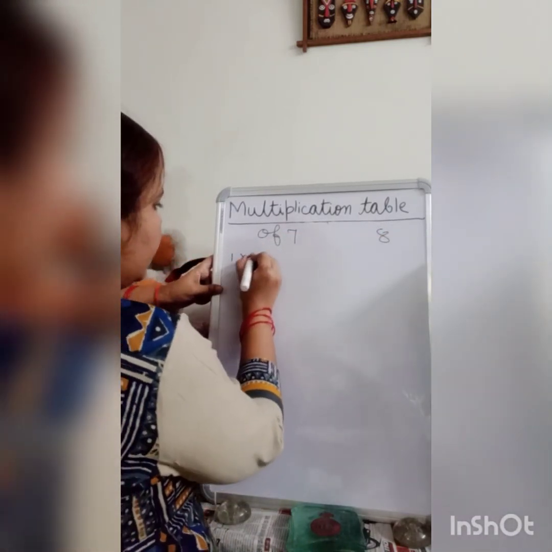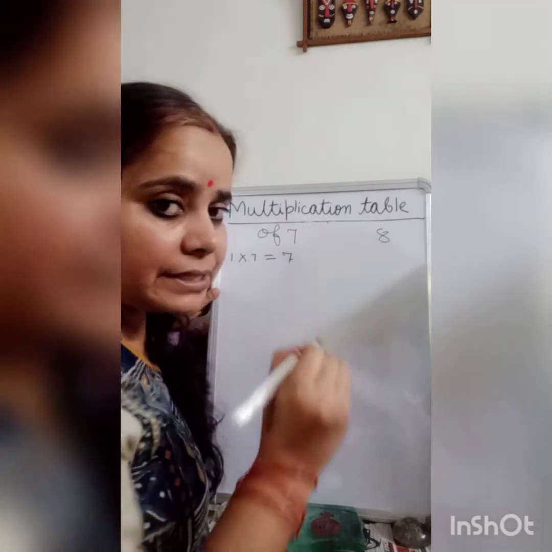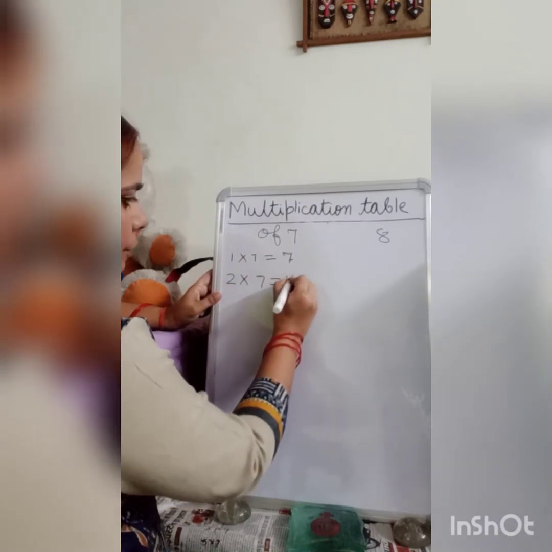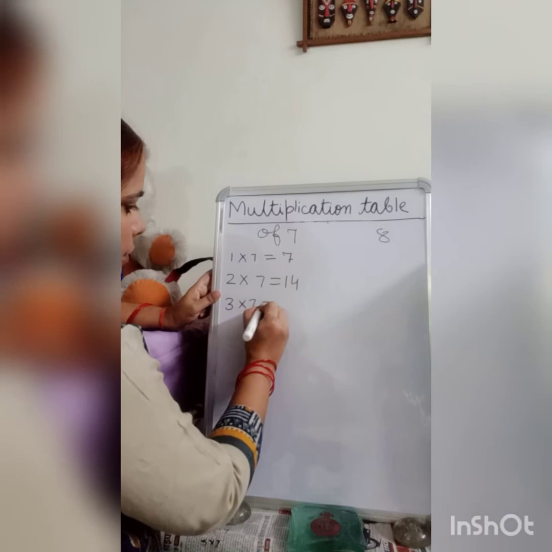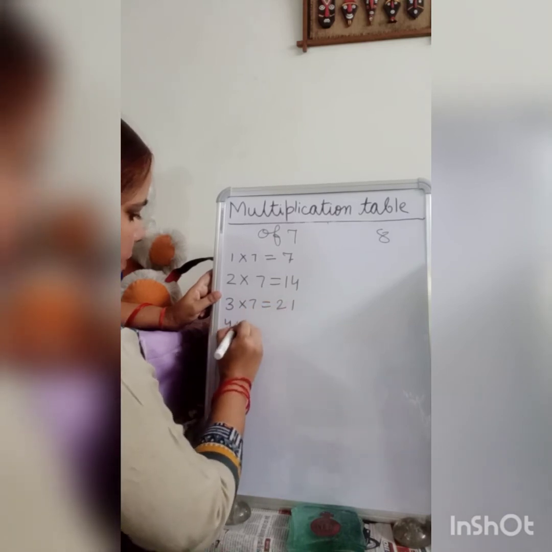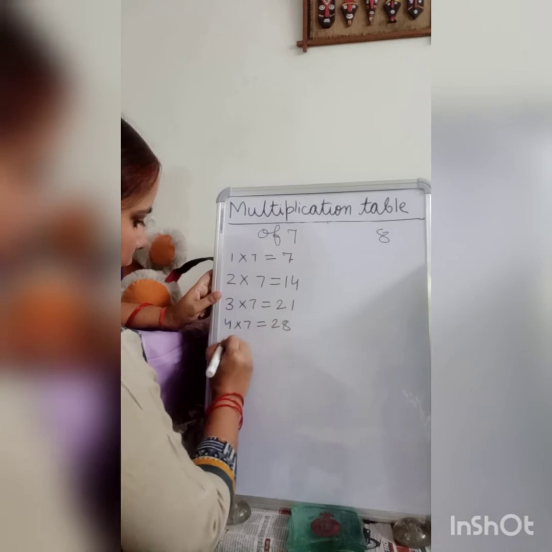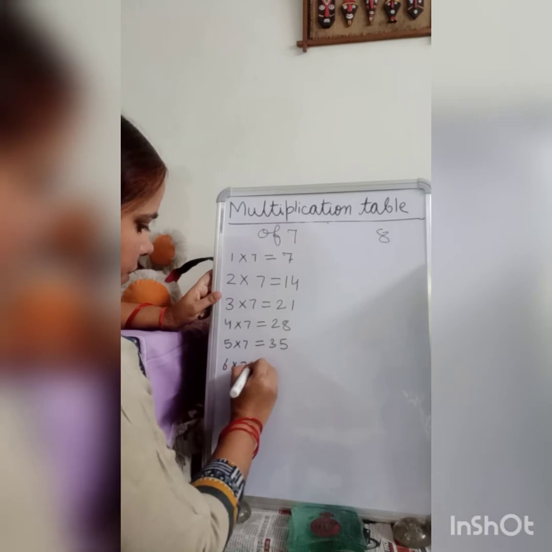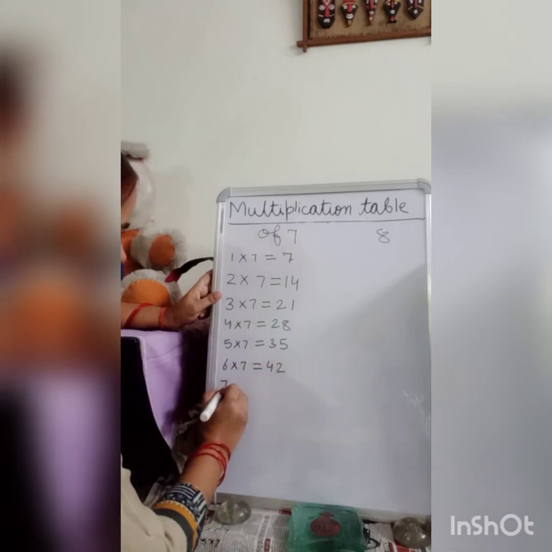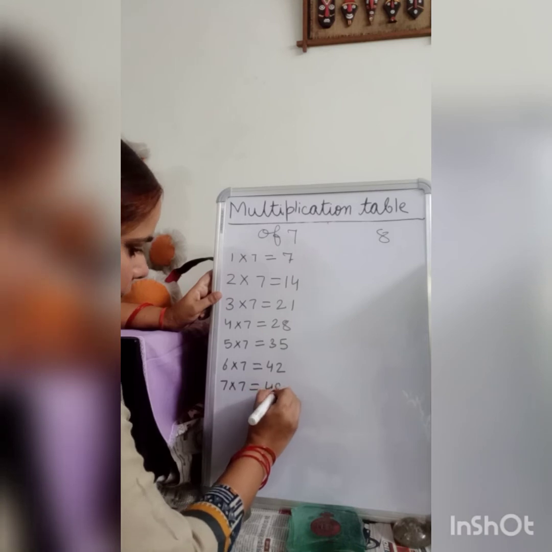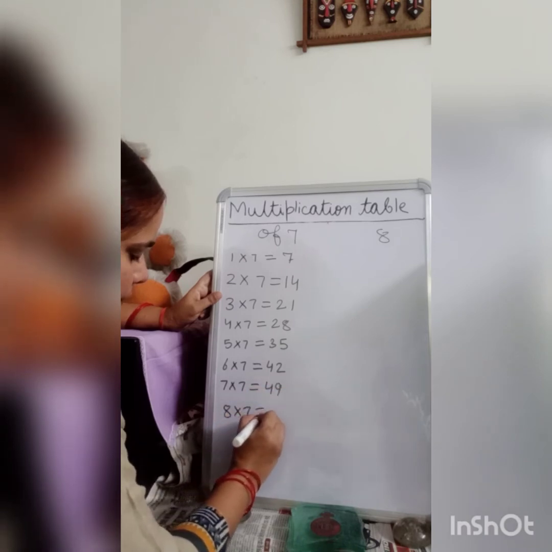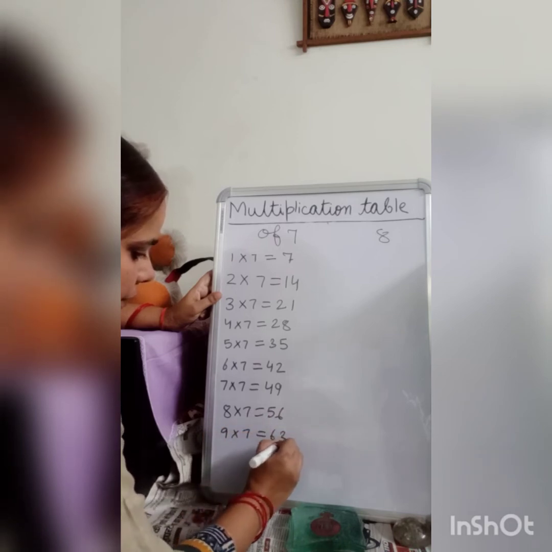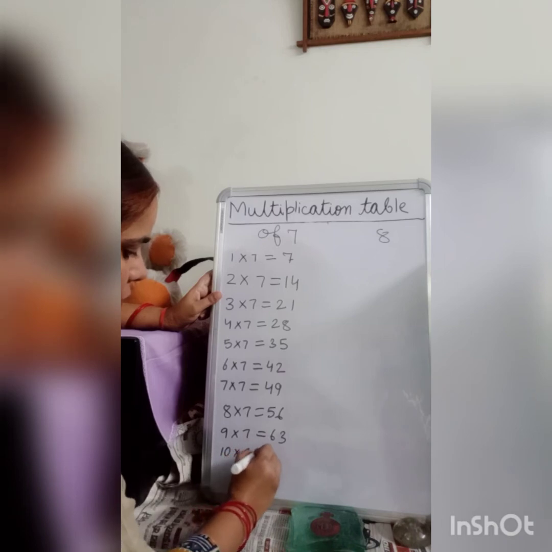Okay. 1 times 7 is equal to 7. Children, please say with me. 2 times 7 is equal to 14. 3 times 7 is equal to 21. 4 times 7 is equal to 28. And 5 times 7 is equal to 35. And 6 times 7 is equal to 42. And then 7 times 7 is equal to 49. And 8 times 7 is equal to 56. And 9 times 7 is equal to 63. And then 10 times 7 is equal to 70.